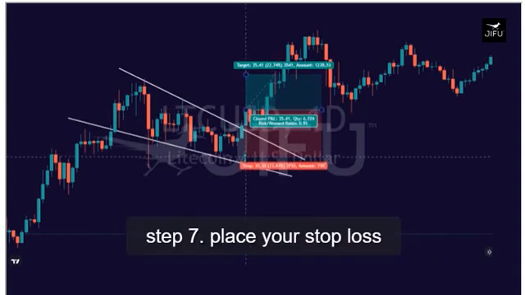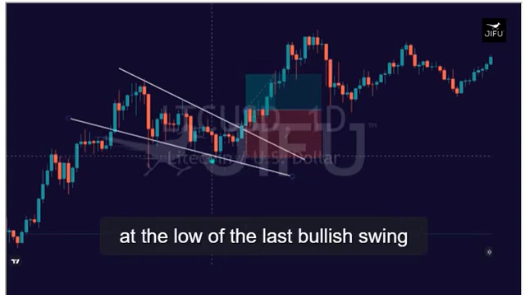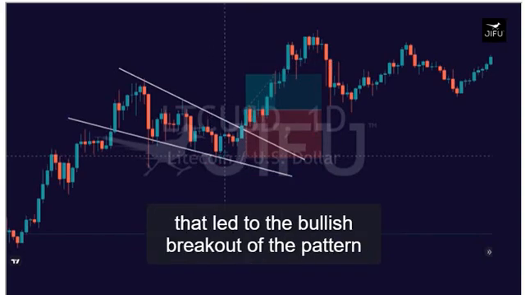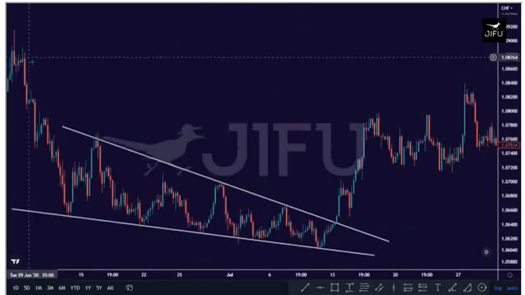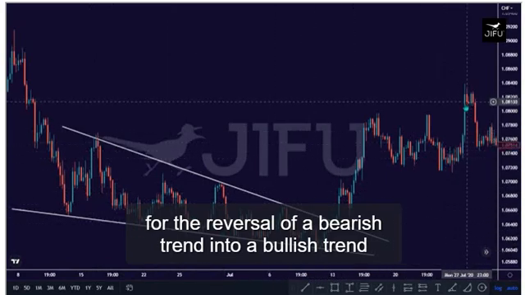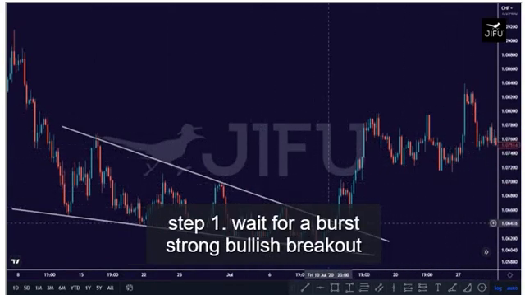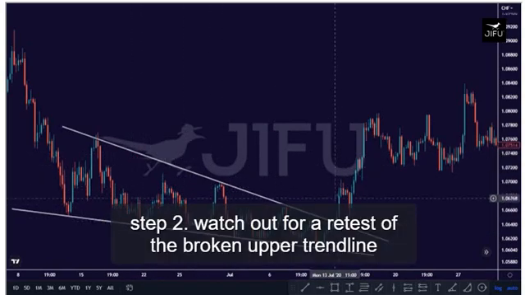Step 7. Place your stop loss at the low of the last bullish swing that led to the bullish breakout of the pattern. Trail your profit upward. For the reversal of a bearish trend into a bullish trend, Step 1. Wait for a first strong bullish breakout of the chart pattern in a downtrend. Step 2. Watch out for a retest of the broken upper trend line.